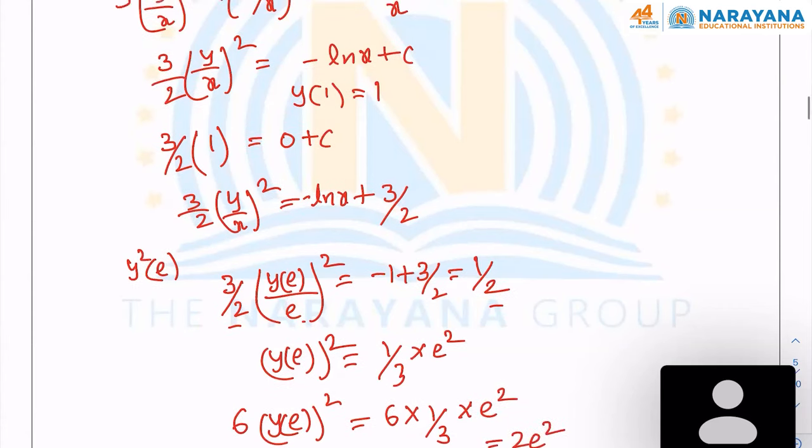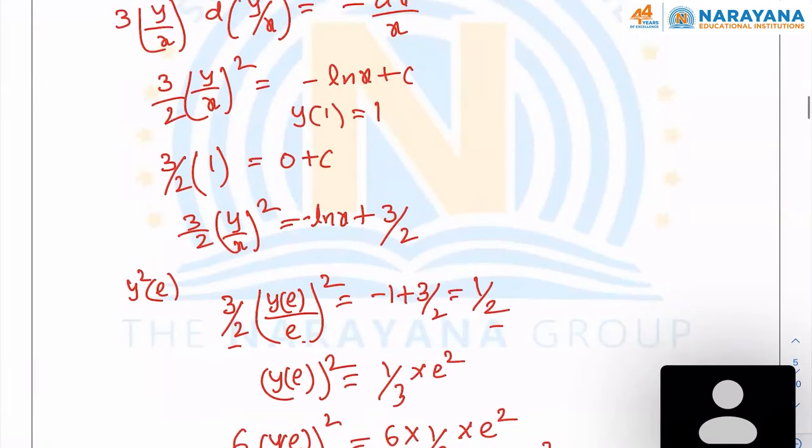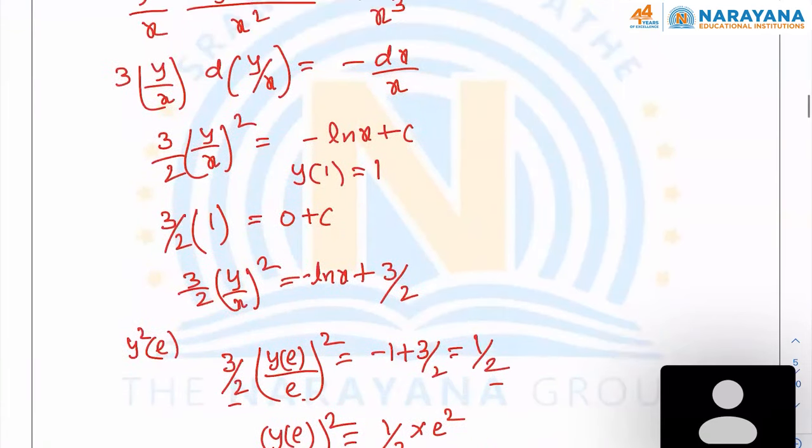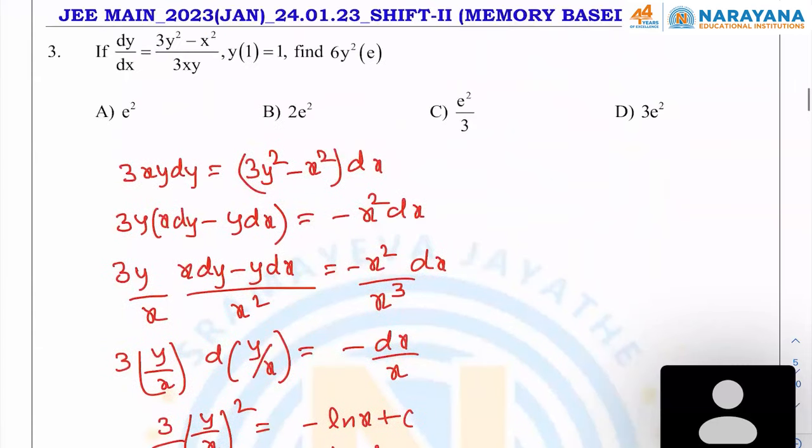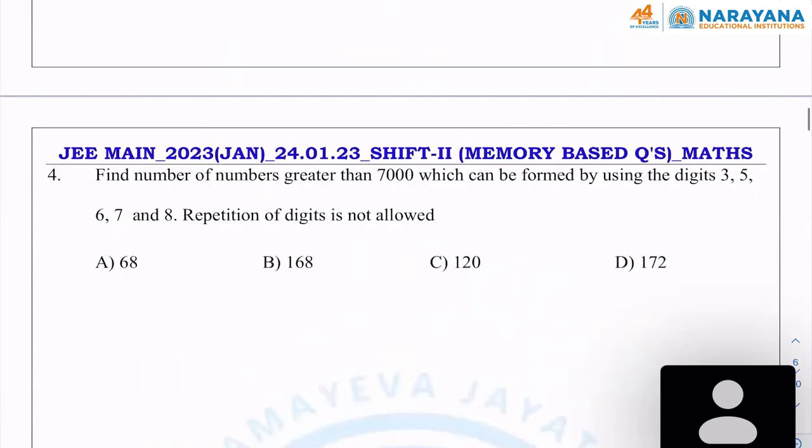Next question. It's a question on PNC. Find the number of numbers greater than 7,000 which can be formed by using the digits 3, 5, 6, 7, 8, and here repetition of digits is not allowed. So numbers greater than 7,000 means, first I want to find all the 4-digit numbers which are starting with 7. So here we have 3 digits. This digit can be filled with any of the 4 remaining digits, 3, 5, 6, 8. So here we have 4 chances.